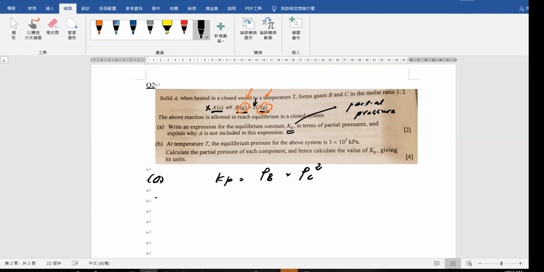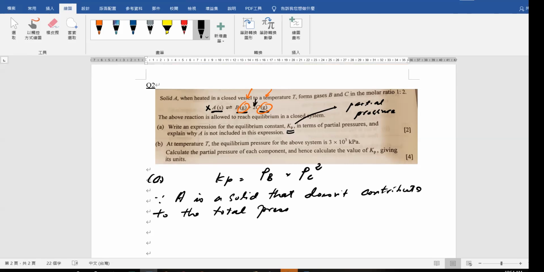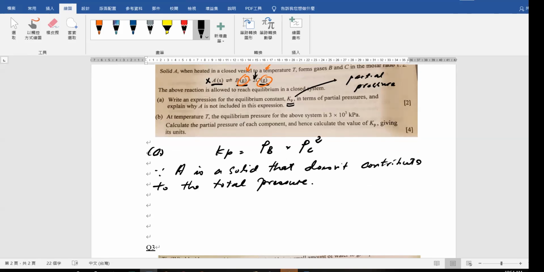Why is A not included? You can say A is a solid, which doesn't contribute to the total pressure. It cannot exert any partial pressure on the total pressure. Okay, temperature T is given, of course, and then we calculate, as expected, all right? So now, your equation is like that.